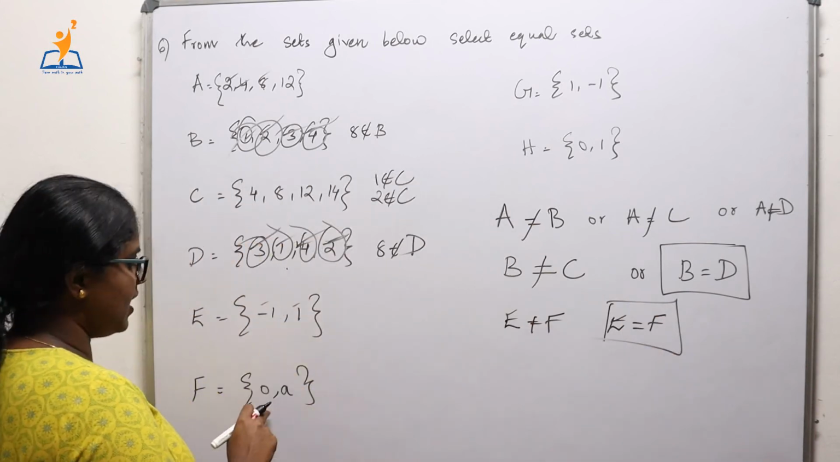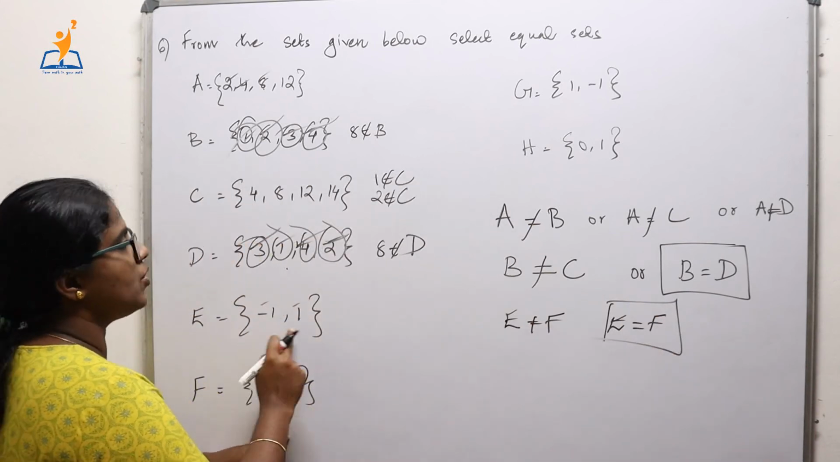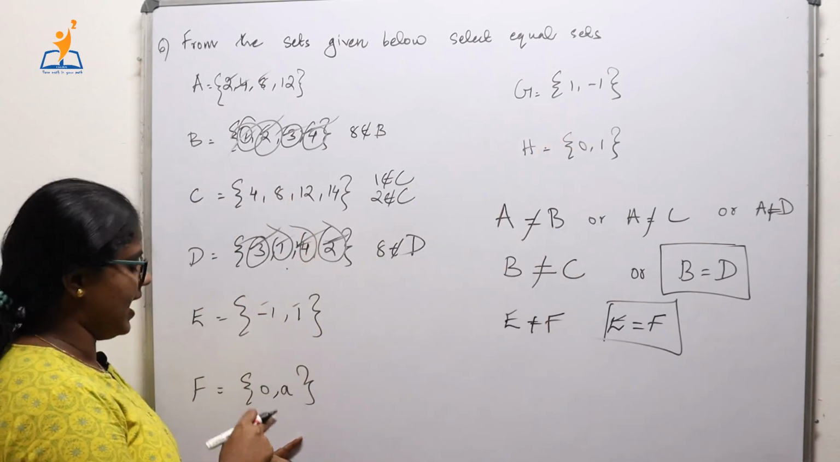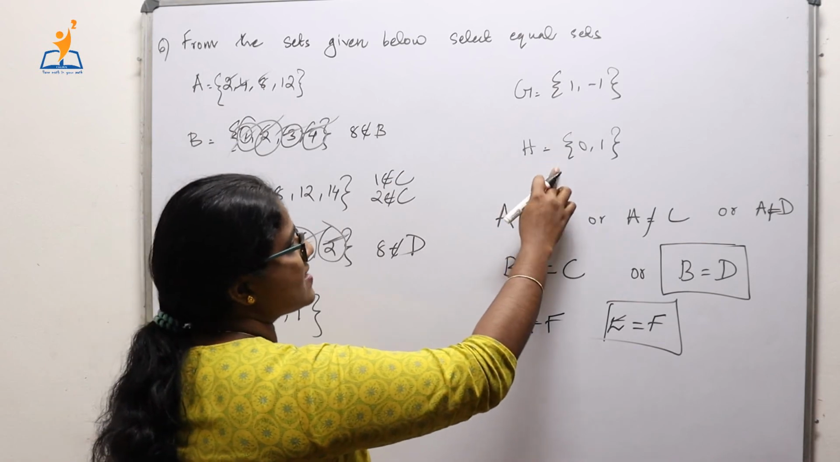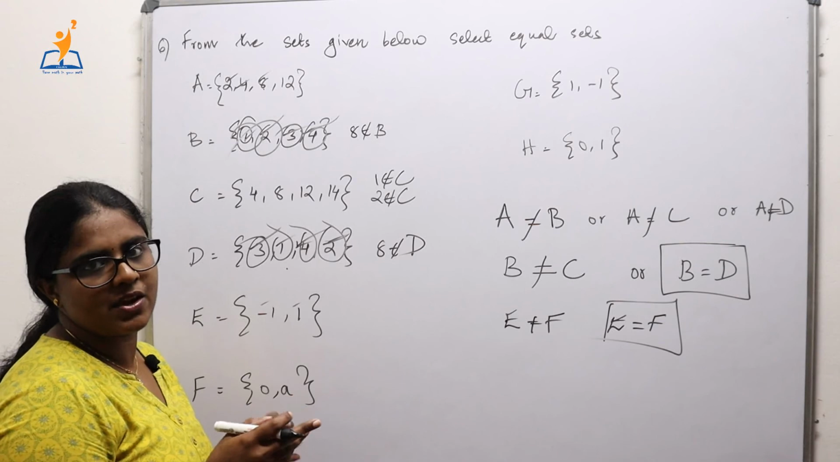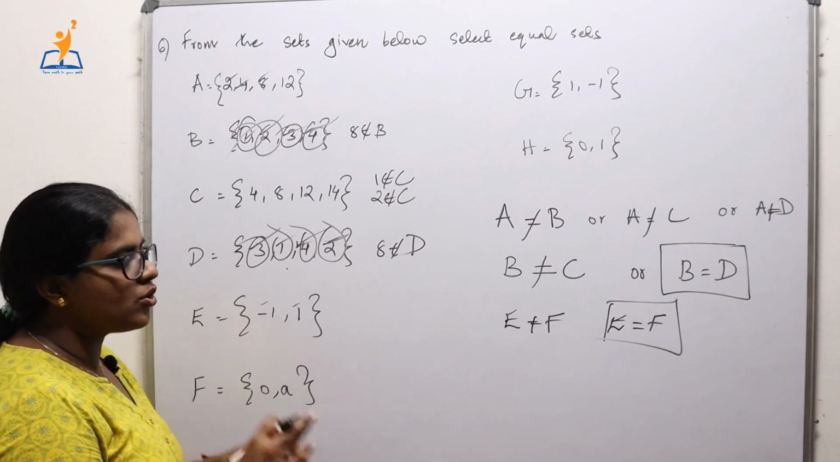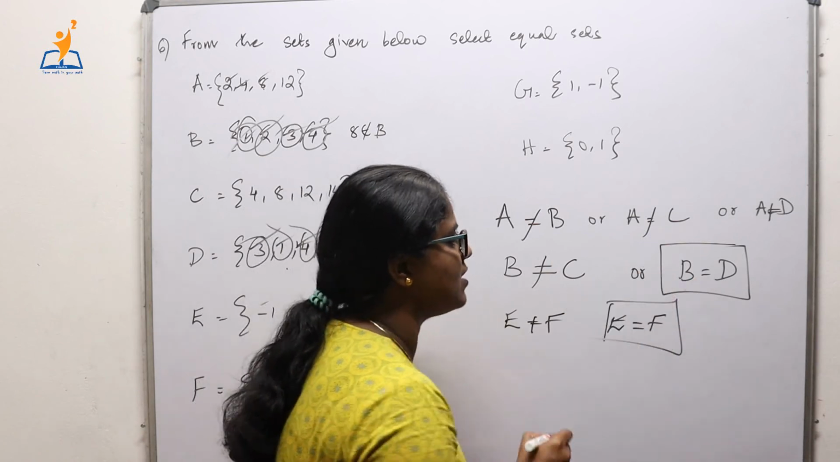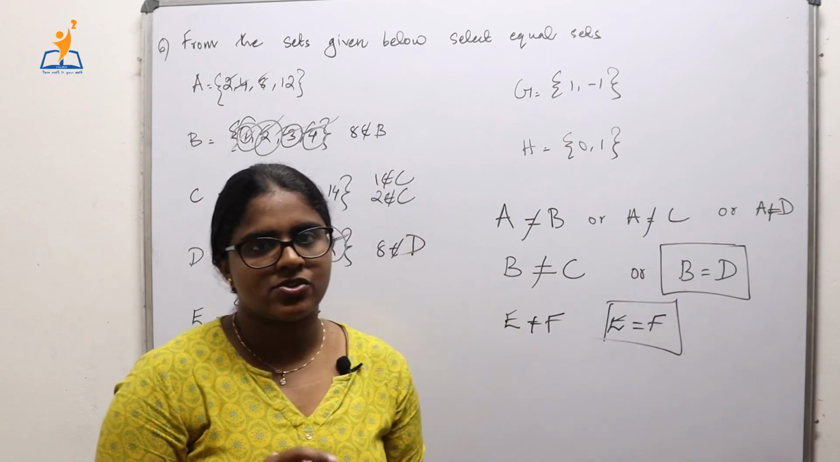Now, here we have 0, a, and no other sets we have both 0 and a. Now, let's check for H. H also contains 0, 1. No other sets contain 0 and 1. So, there are no other sets which are equal. Only equal sets are B equal to D and E equal to F.